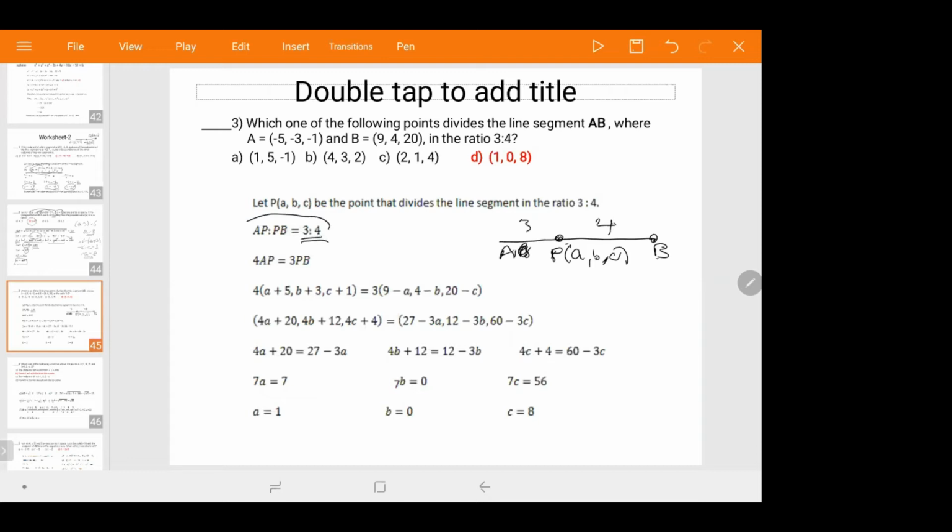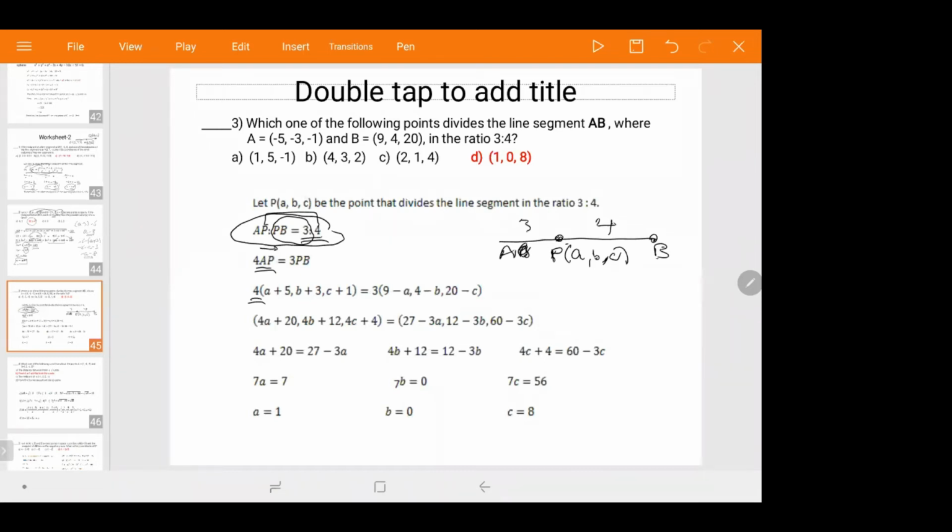And we know that this is called a proportion. A proportion is valid whenever the product of the extremes equals the product of the means. So 4 times AP must be equal to 3 times PB. If you take this as a vector, AP is an ordered triple obtained by subtracting the ordered triple corresponding to A from the ordered triple corresponding to P. So AP means P minus A.